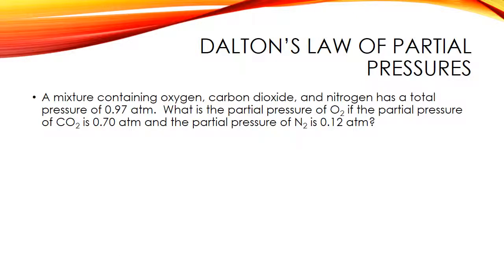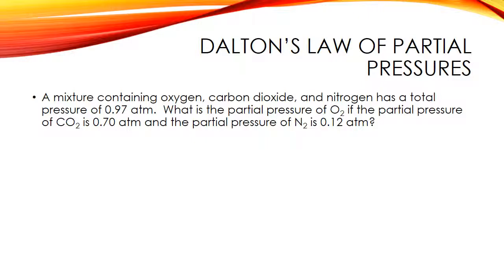So let's look at an example of how we would use Dalton's law. Here's the problem. A mixture containing oxygen, carbon dioxide, and nitrogen has a total pressure of 0.97 atmospheres. So just start visualizing this. We have three gases in this mixture: oxygen, carbon dioxide, and nitrogen. When we measure the pressure of that mixture, the pressure is 0.97 atmospheres. Remember, that's the total pressure. So here's the question. What is the partial pressure of oxygen, O2, if the partial pressure of the CO2 is 0.70 atmospheres and the partial pressure of the nitrogen is 0.12 atmospheres?